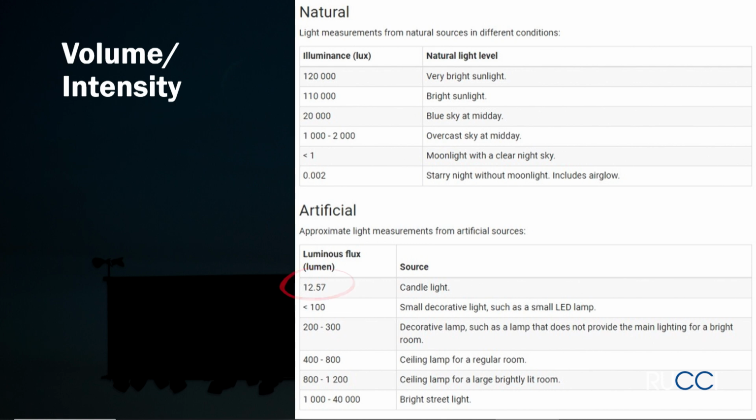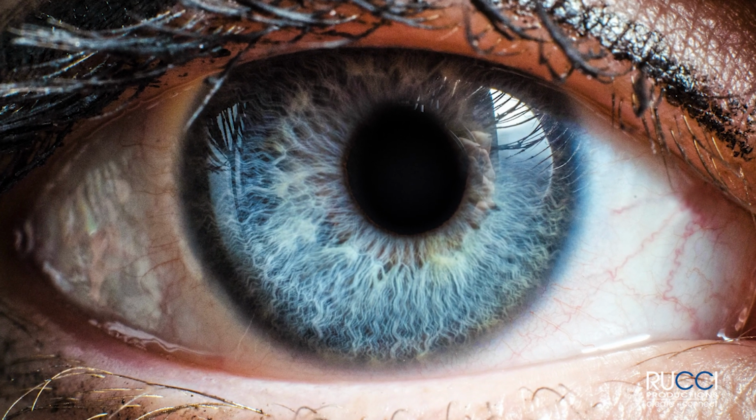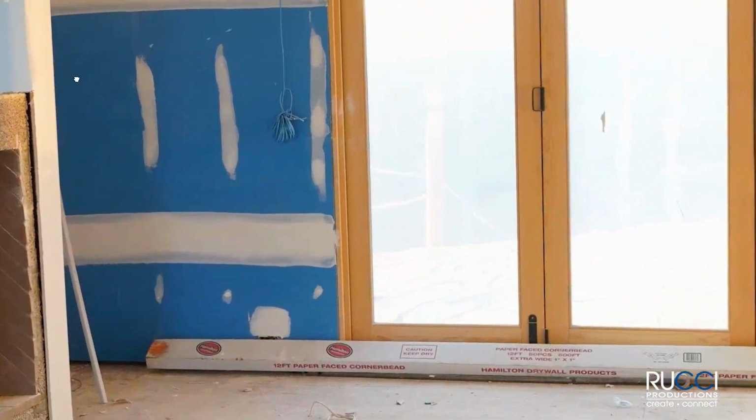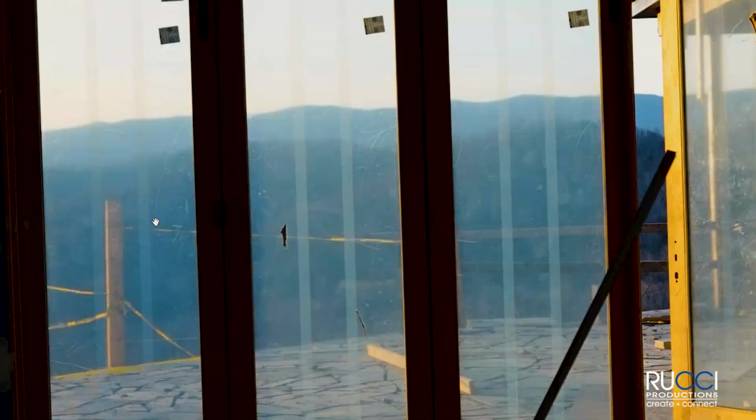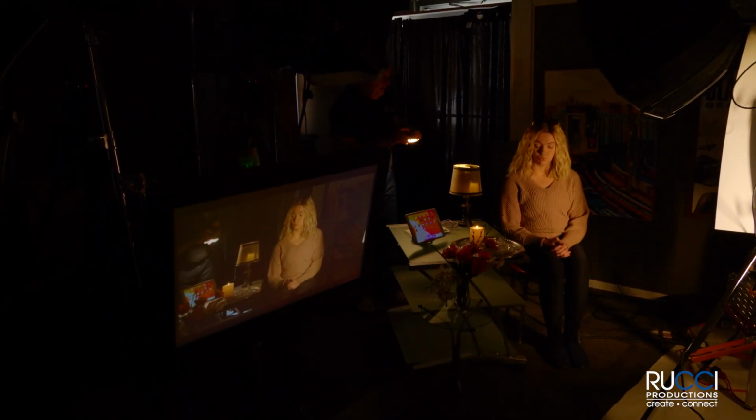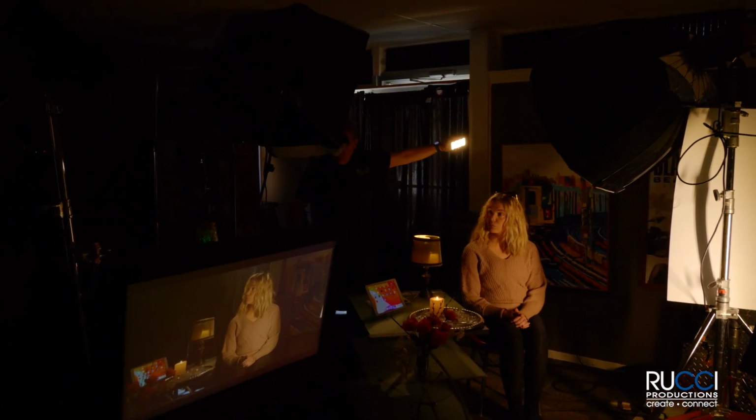You go from candlelight at 12 lumens to a bright street light at 40,000 lumens. There's just this enormous range. And the thing is, the human eye and the human brain just automatically adjust to things. We don't notice changes in brightness and color so much. The camera's not that smart. If you're going to control the camera manually and understand what's going on, you have to understand the vast differences between shooting in a dark room and shooting outside on a sunny day.